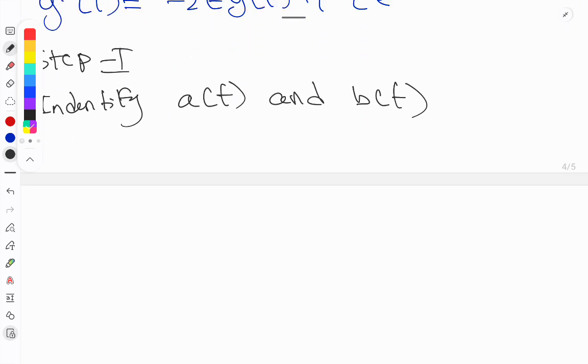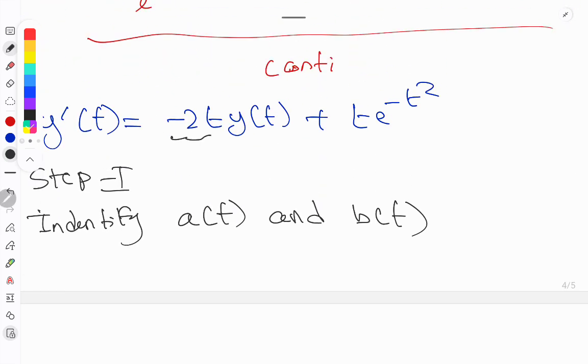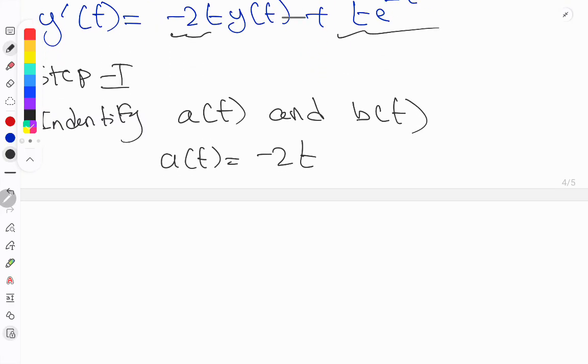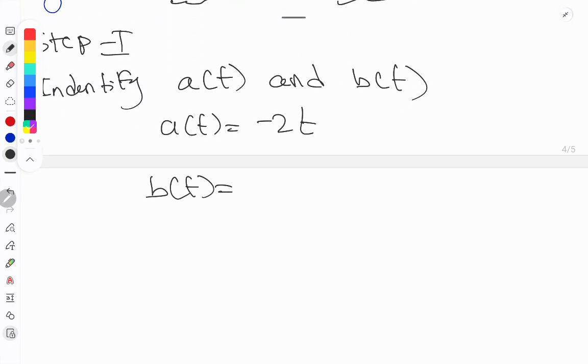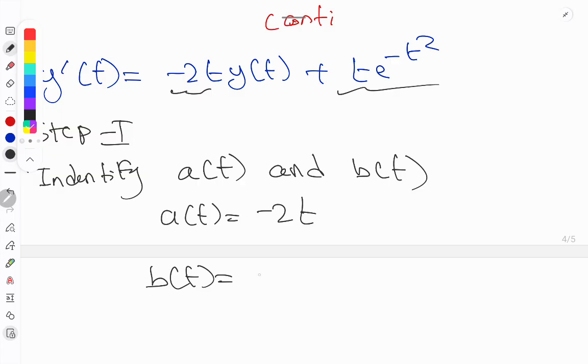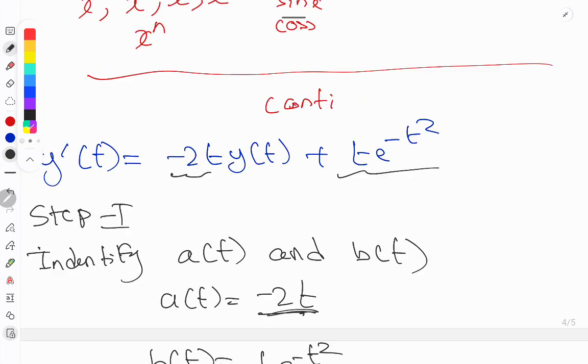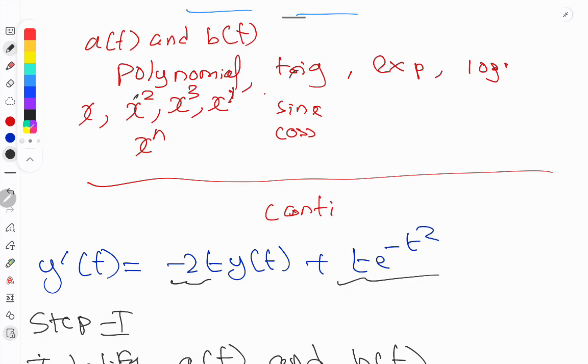So if I see here, this term is multiplied by y of t, so my a of t is negative 2t, and this whole term is my b of t, right? My b of t is this one. And as I said, this is a polynomial function, it's a linear function, so it's continuous, and this is a linear function multiplied by an exponential function, they are continuous. As I have written here, all the polynomial, trigonometry, exponential, logarithm, they are all continuous. You don't need to prove them.